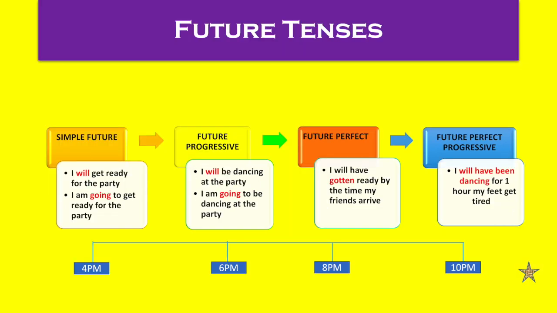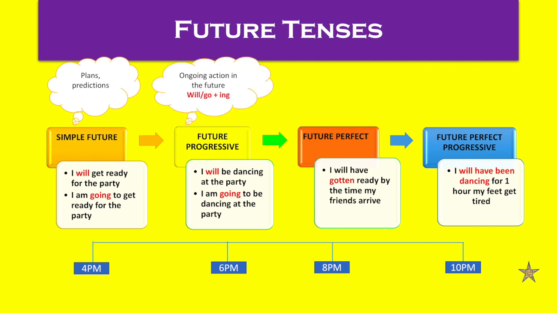Now the future tense. So the future tense, we start out with the simple future. So whenever you have plans or predictions about something in the future, we use the simple future. The key words that we use, will and going. So for example, I will get ready for the party. I am going to get ready for the party. You can use them either way, they're both the same.